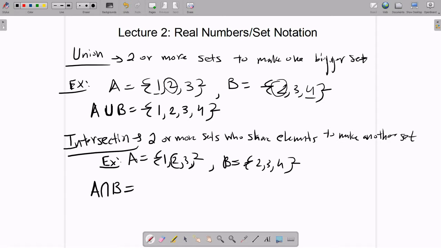So in this case, you have the number 2 in A and B, and the number 3 in A and B. Numbers 1 and 4 would not be included because 1 is only in A and 4 is only in B, but not in the other one. And the final solution would be 2, 3.